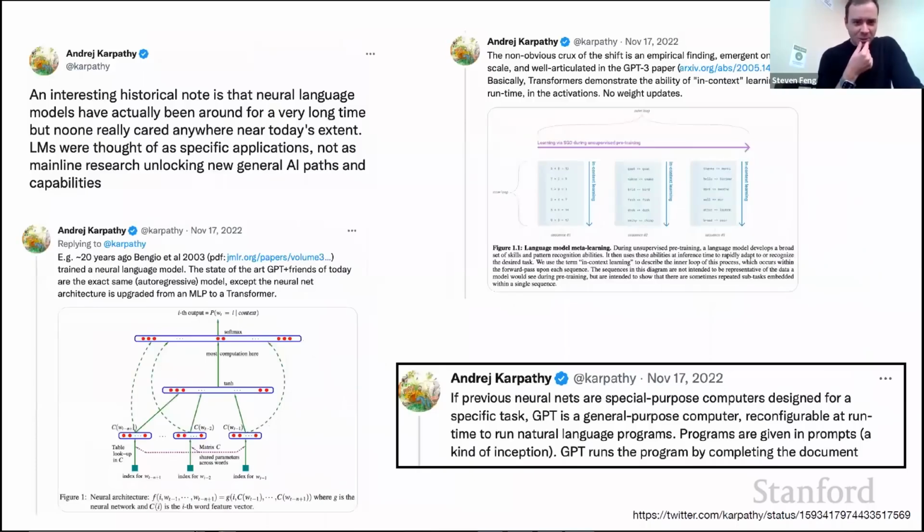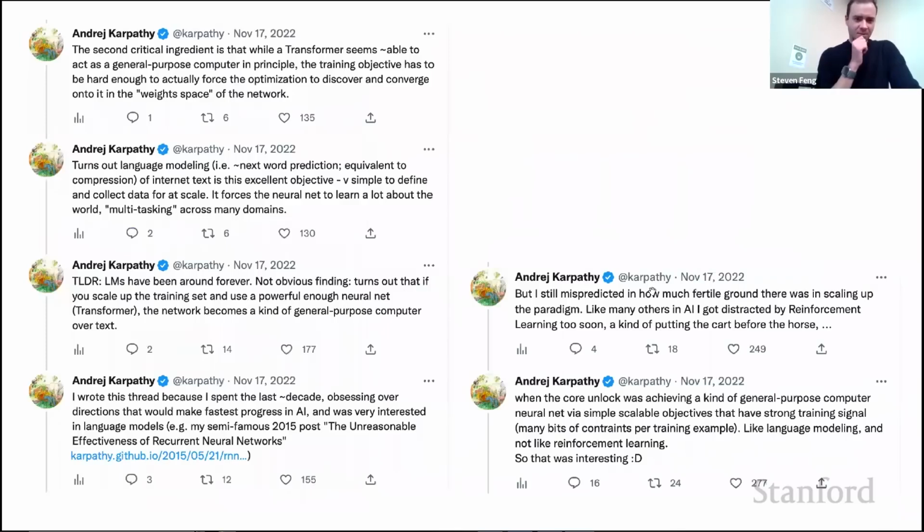Then I have some other hype tweets here. Anyway, you can read them later, but I think this one's maybe interesting. If previous neural nets are special purpose computers designed for a specific task, GPT is a general purpose computer reconfigurable at runtime to run natural language programs. So the programs are given as prompts, and then GPT runs the program by completing the document. I really like these analogies to a computer. It's just a powerful computer, and it's optimizable by gradient descent.